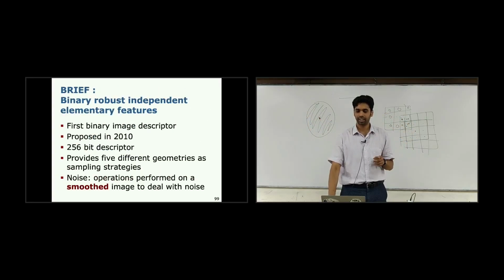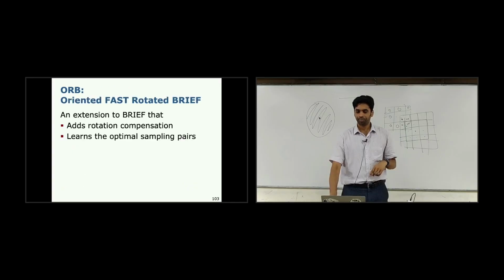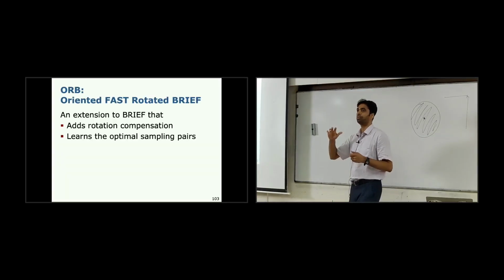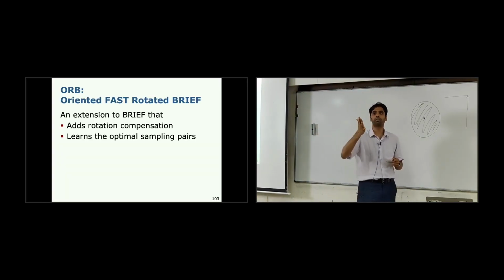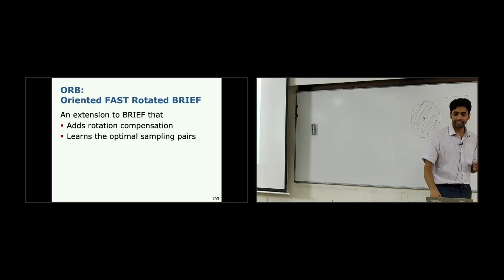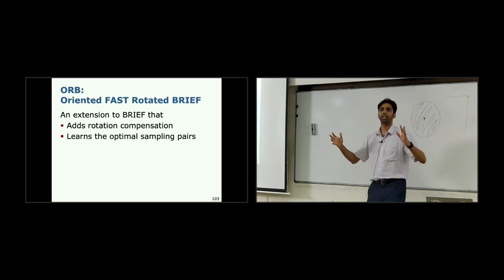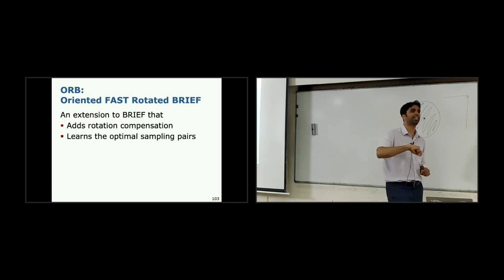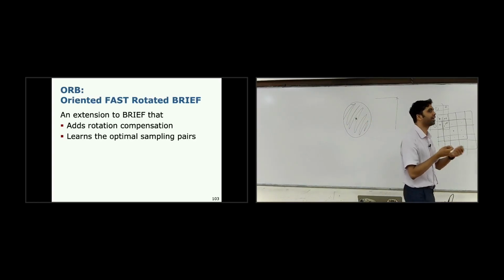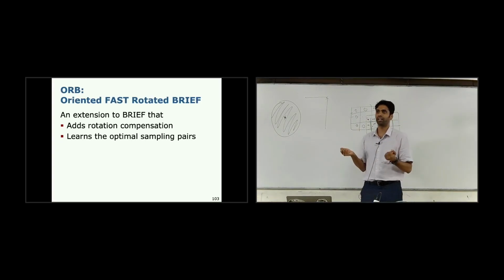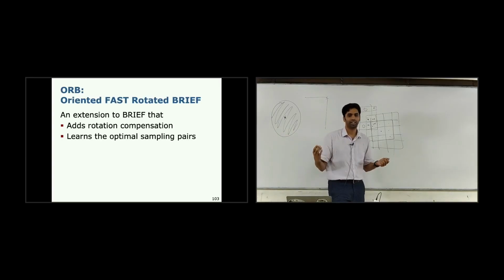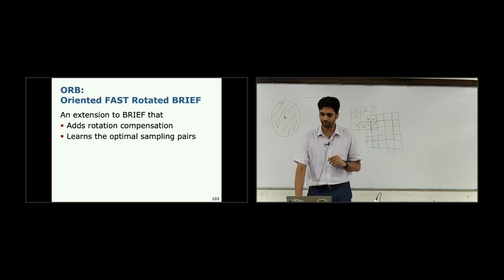To fix this, ORB was introduced, where one of the things that they add is a rotation compensation to make sure that your binary descriptor can also work when your images are rotated with respect to each other. And the second one is they actually learn the optimal sampling pair. So they took a big data set and tried different samplings and found out which sampling strategy was best. Previously it was more hand driven. We tried different commonly occurring probability distributions. In this, it's learned from data. So those are the two main differences that ORB brought in.